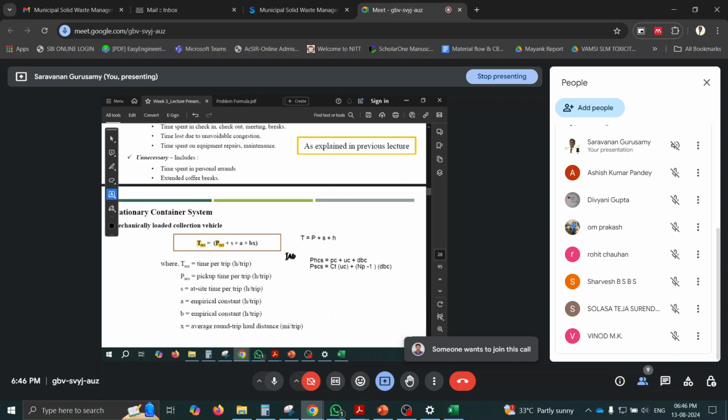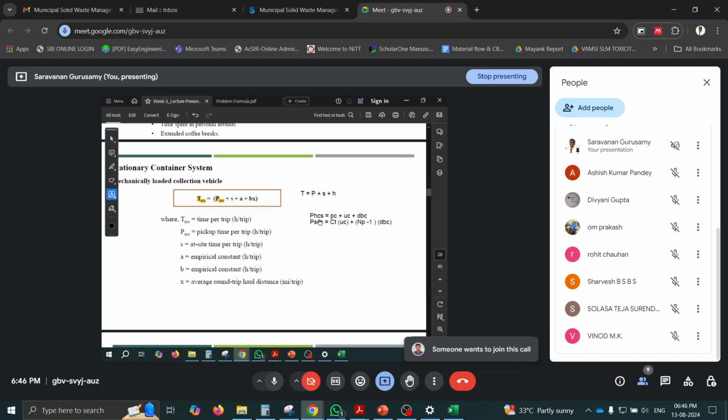So this is simple. In the haul container system, the basic formula is time per trip equals pickup time, on-site time, haul time. Pickup time will be the summation of.